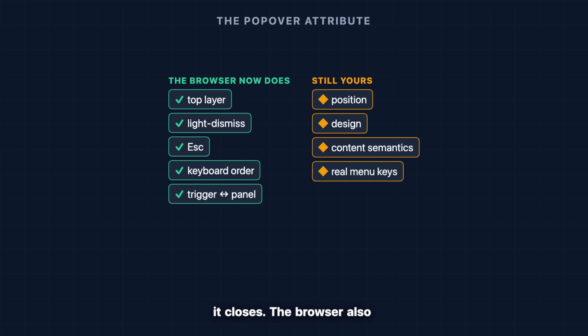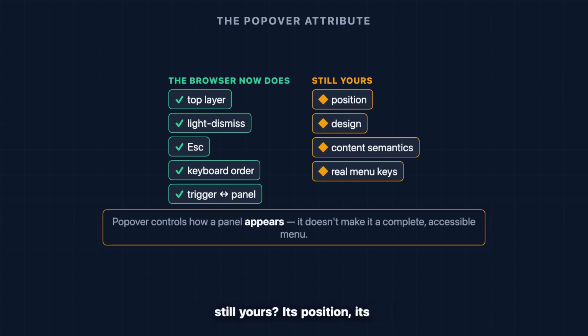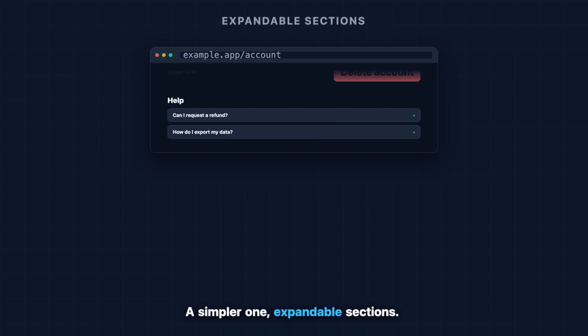The browser also updates the keyboard order and connects the panel to the button for assistive technology. What's still yours? Its position, its design, and the meaning of the content inside. Popover controls how a panel appears. It doesn't turn that panel into a complete accessible menu. A simpler one, expandable sections.